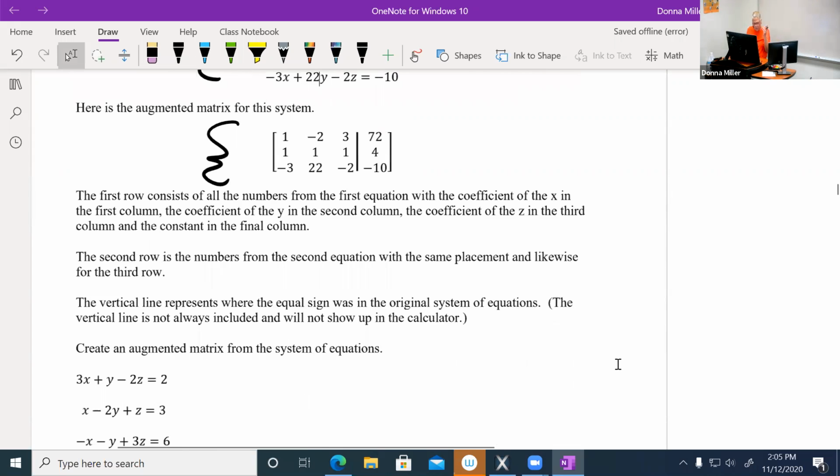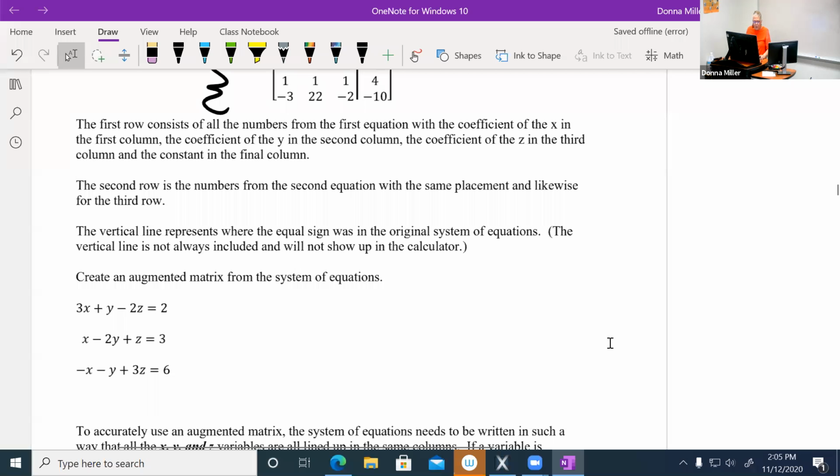The vertical line just distinguishes between the equation and the equal sign. Honestly, do you need it? Well, they want it, but it doesn't do anything. It just tells you, oh, those were the equals. The vertical line is not always included.